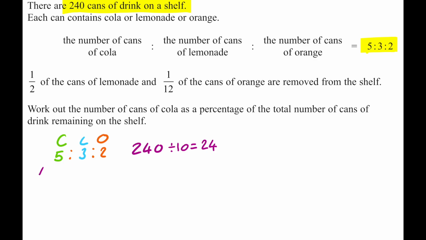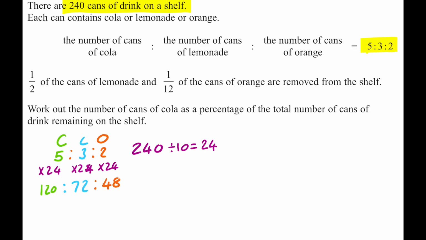I'm then going to multiply all of these by 24 and see what we get. So for the cola, when we multiply that by 24, we get 120. For the lemonade, we then get 72, and for the orange, we then get 48.